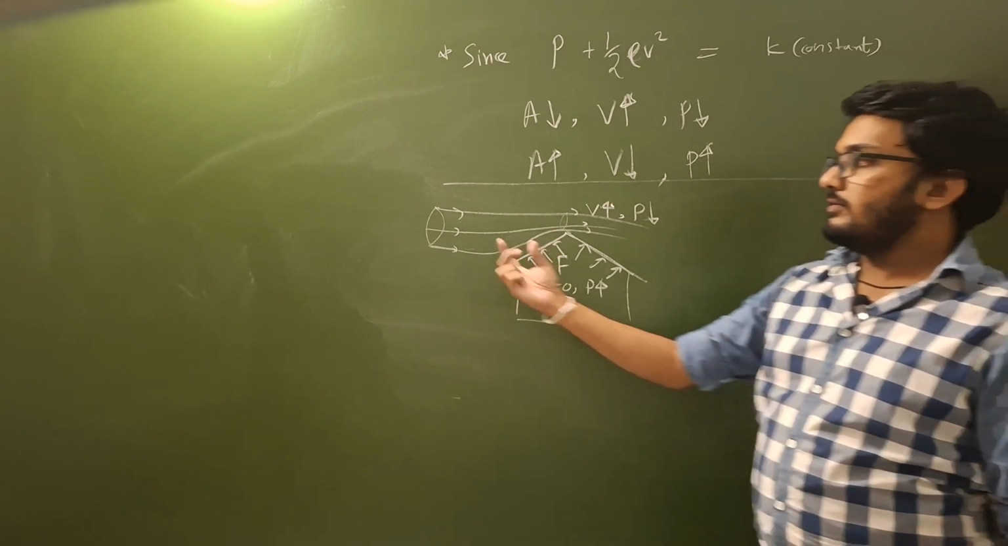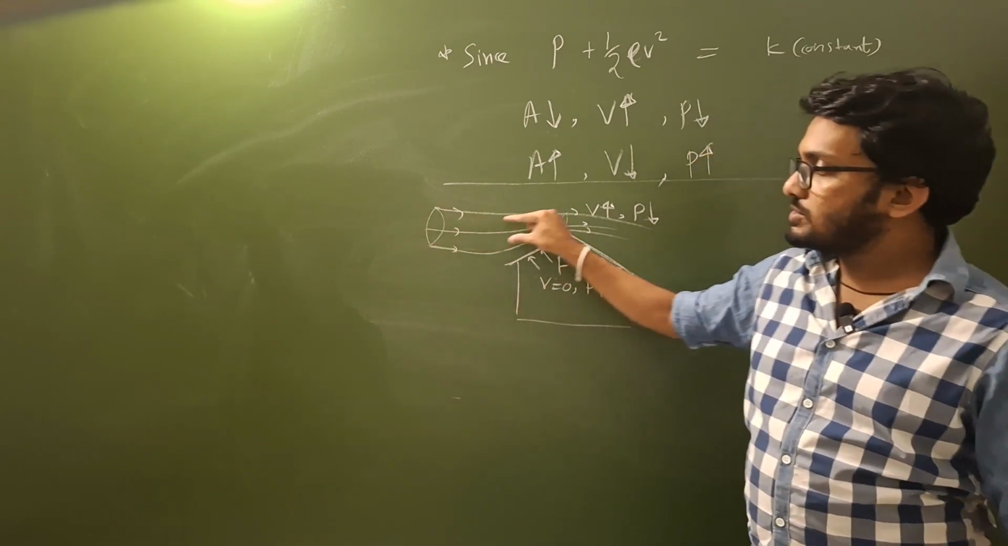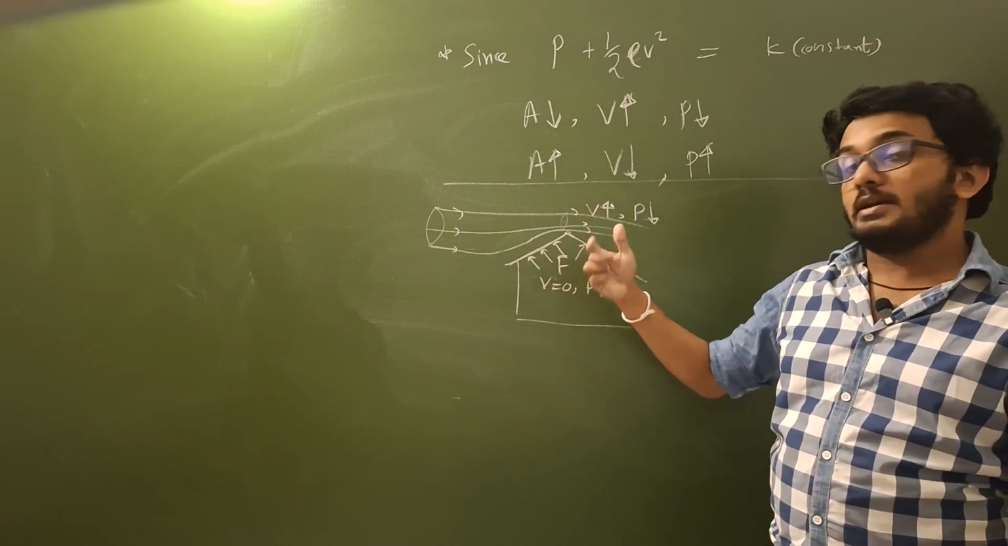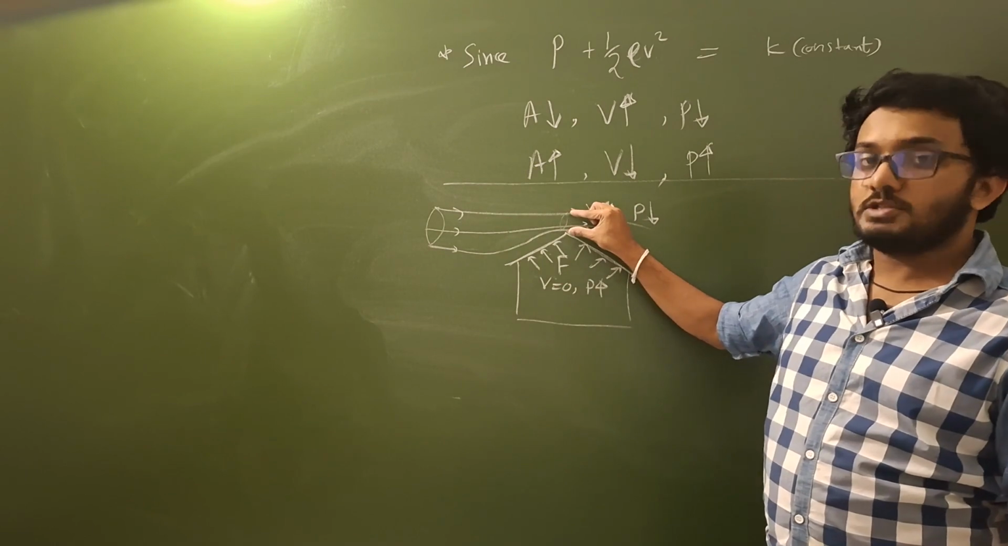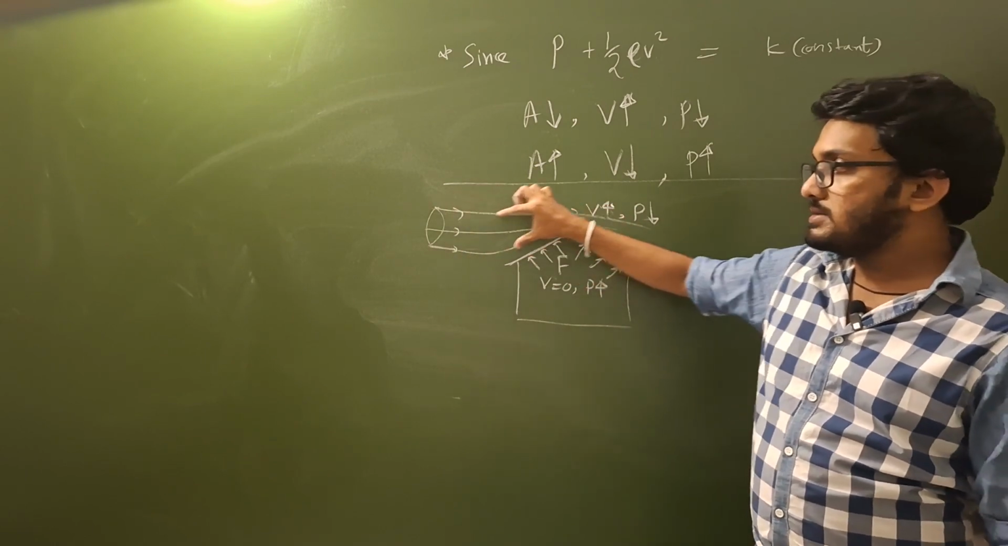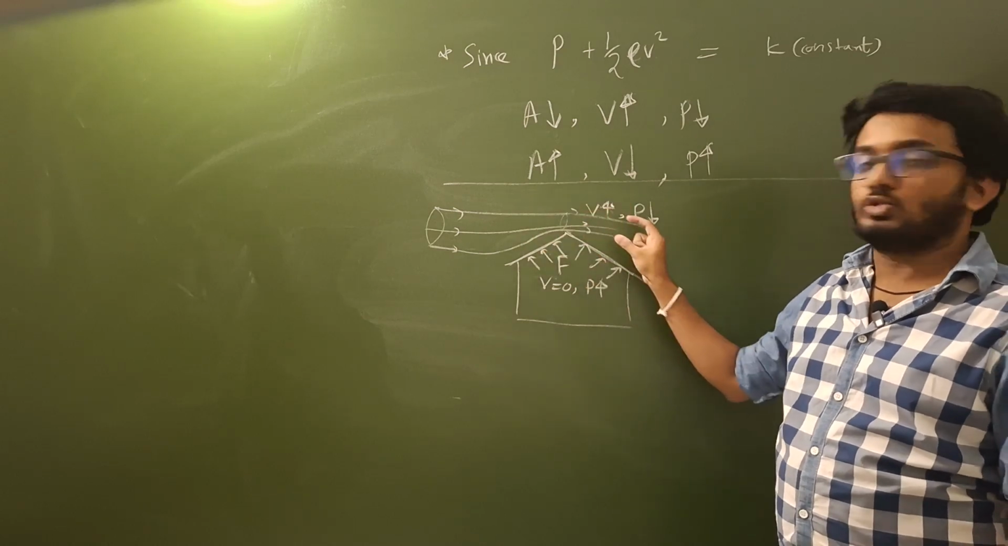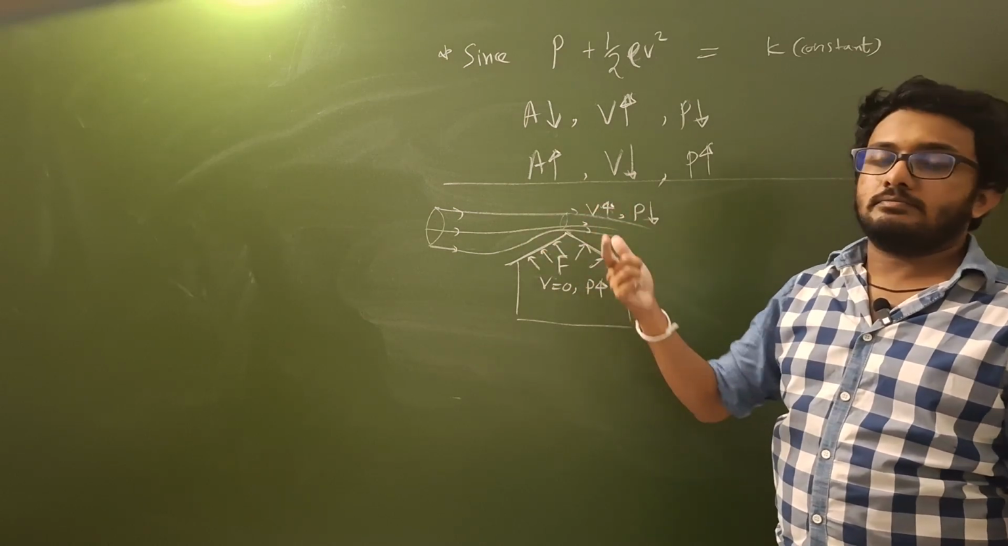Get the idea that when the streamlines come close to each other, it is the same as the area becoming smaller. These particles now have a smaller area to flow through, so velocity becomes high. That is the case.